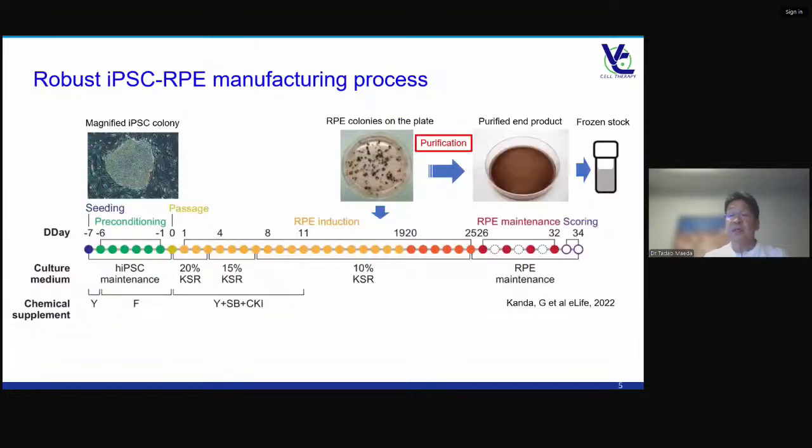Here is the RPE manufacturing method from iPS cells to RPE cells, which takes 34 days. The strength of this method is the purification, harvesting only qualified RPE cell colonies. Due to the robustness of this method, highly purified RPE cells can be obtained from different iPS cell lines. So far, we have tried more than 20 iPS cell lines, and we obtained the same quality of RPE cells. The RPE cells are stored under frozen conditions until formulation as an RPE cell strip.